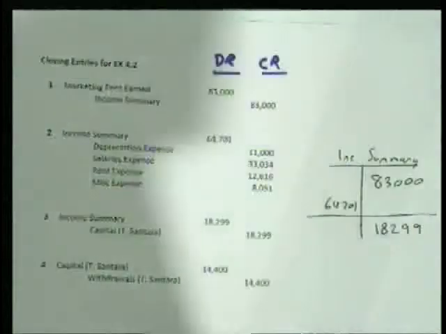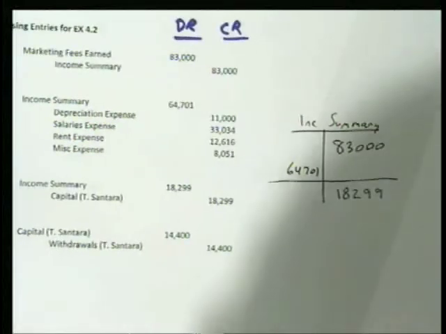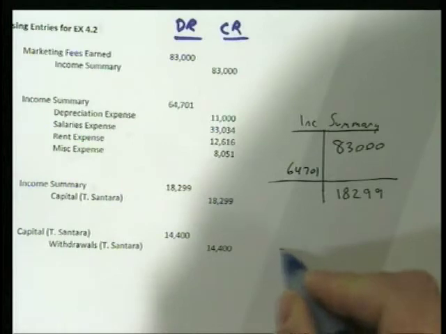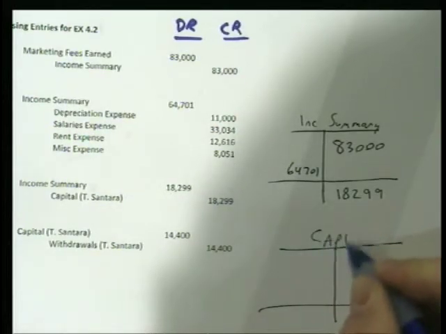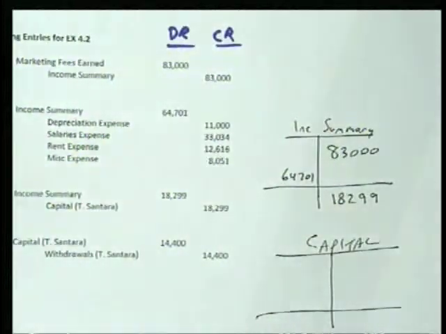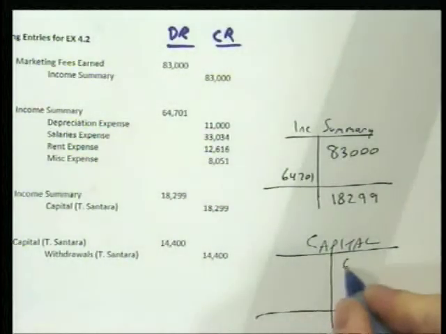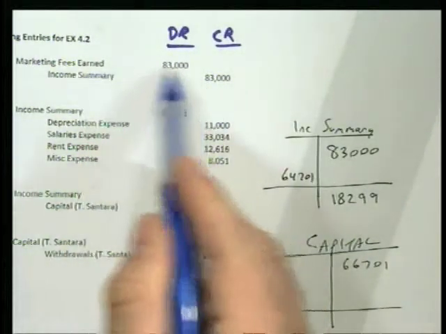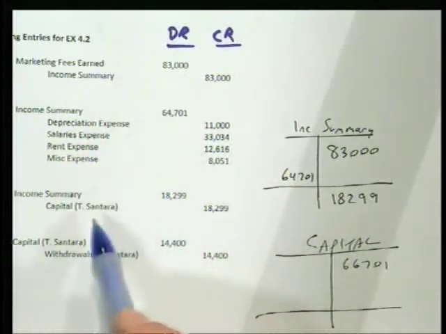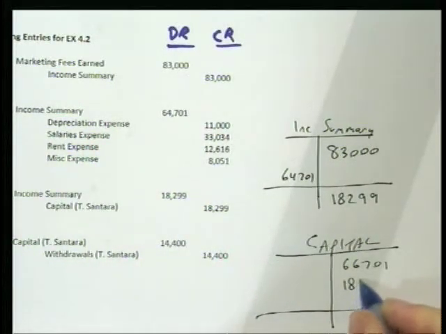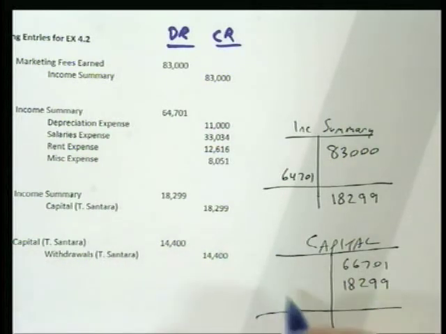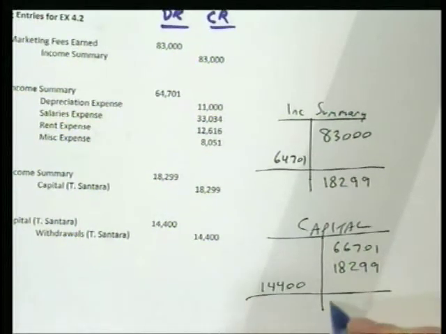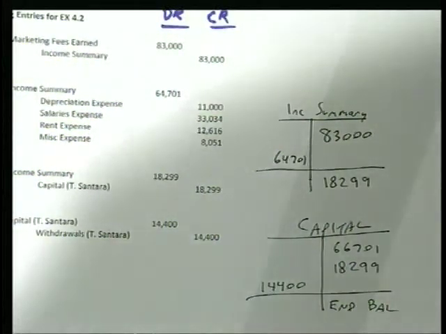Okay, now if I asked you in this situation what your ending balance of capital is, what you would have to do is do a T account. You would have to take that beginning balance of capital of $66,701 that was in your book. Let's see, is there any debits or credits to capital? No, not this one either. Here we have a credit of $18,299. Here we have a debit of $14,400. And that will give us thus a calculated new ending balance of capital. Are you with me?